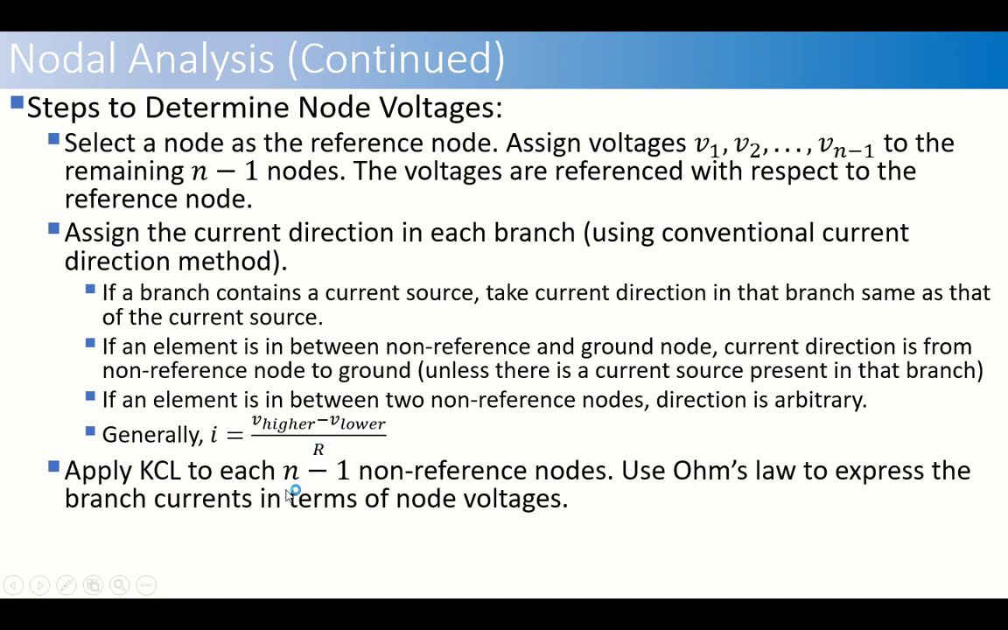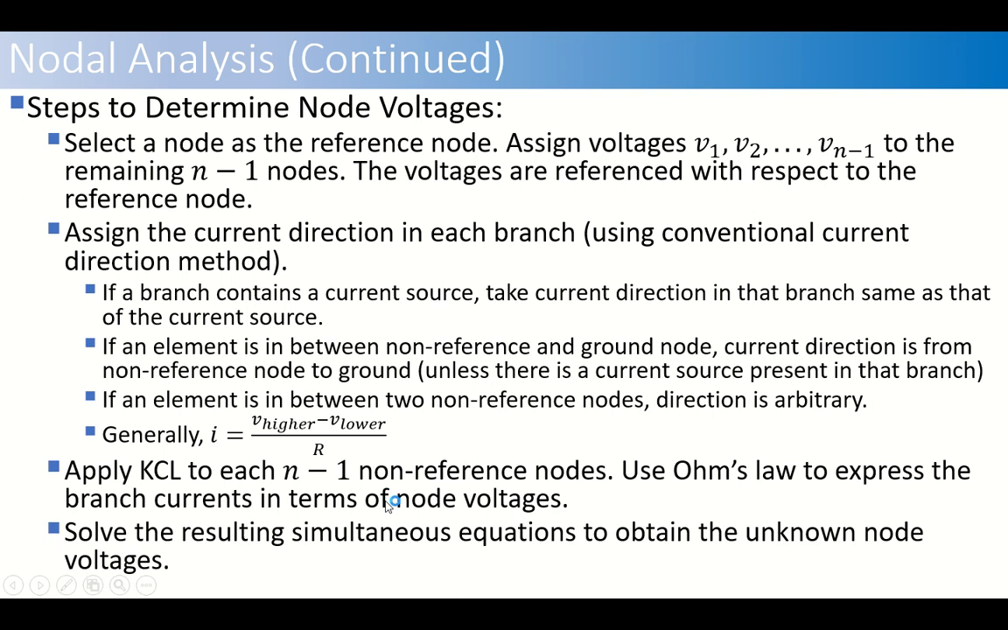So apply KCL to each of the n minus 1 non-reference nodes, using Ohm's law to express the branch currents in terms of node voltages. Then we have n minus 1 equations and n minus 1 variables, so finally we can solve. Solve the resulting simultaneous equations to obtain the unknown node voltages.